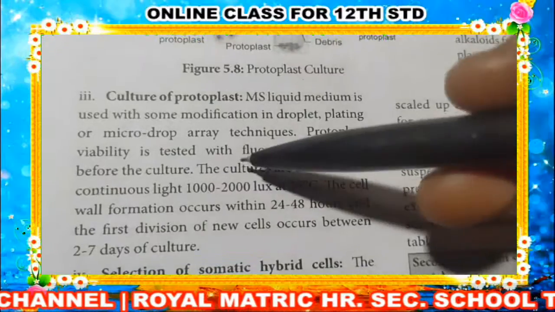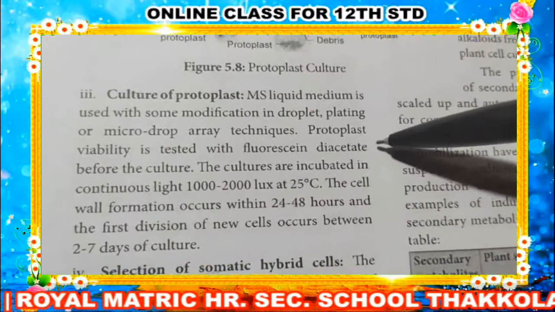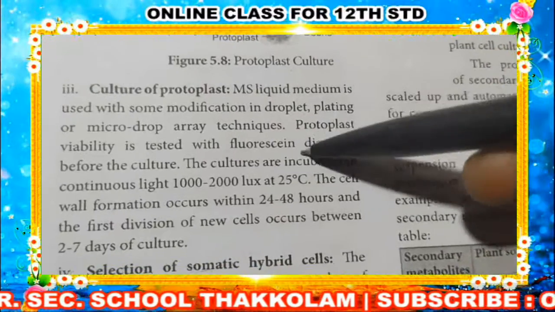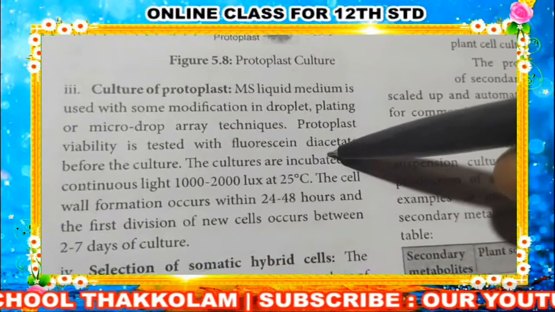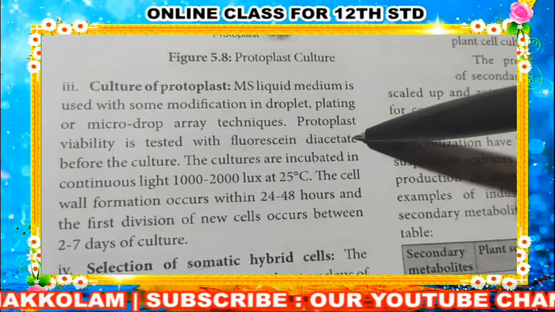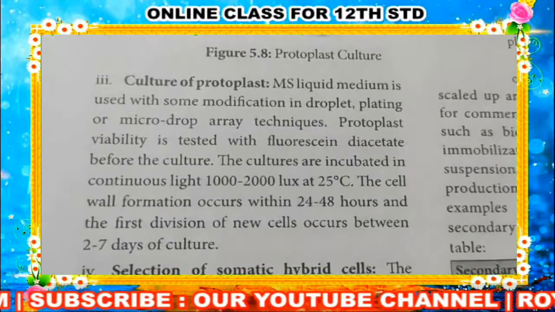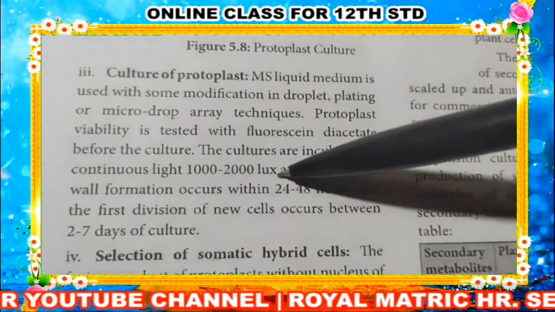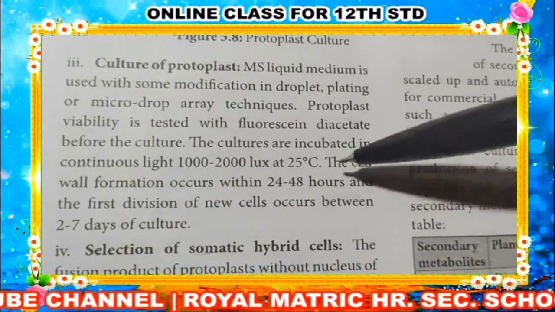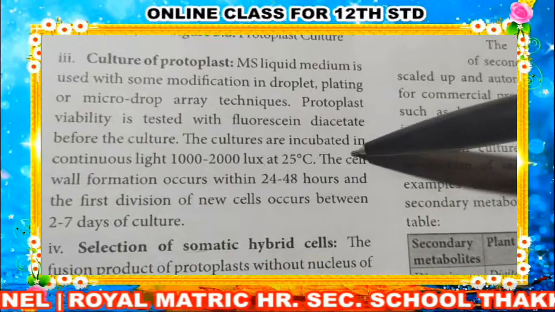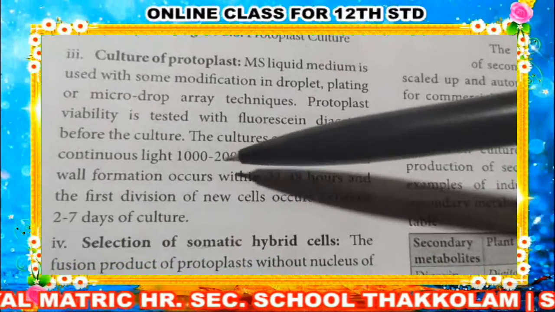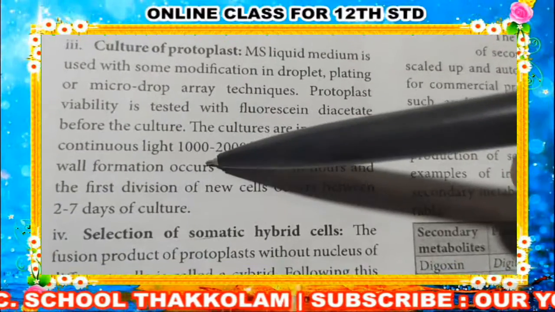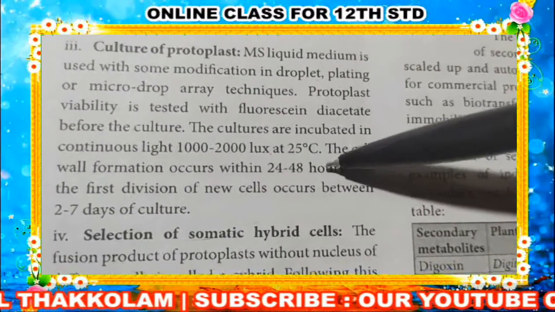The protoplast viability is tested with fluorescein diacetate before the culture. It is tested with this type of chemical, fluorescein diacetate. The culture is incubated in continuous light, 1000 to 2000 lux, at 25 degrees. Then the cells form the cell wall. First, the protoplast will form the cell wall within 24 to 48 hours.